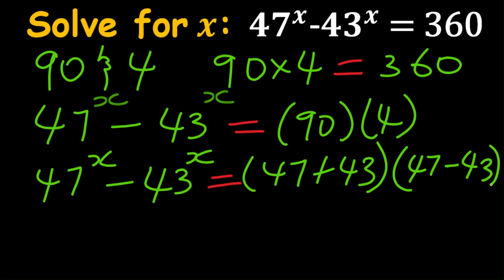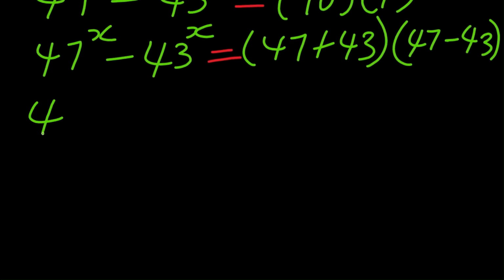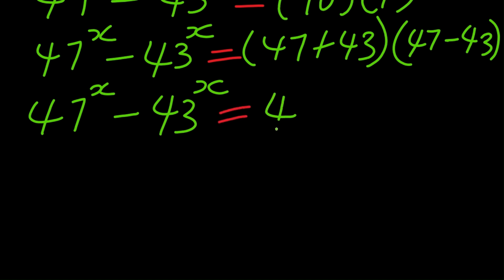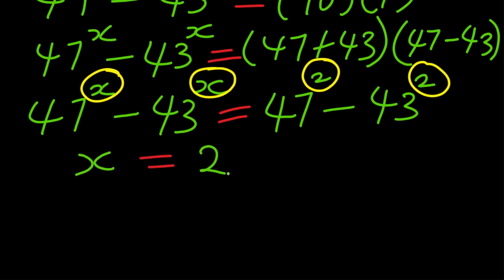Notice that 90 is the same as 47 plus 43 and 4 is the same as 47 minus 43. Using the difference of square formula, 47 to the power of x minus 43 to the power of x is equal to 47 squared minus 43 squared. The sum of two numbers multiplied by their difference equals the difference of their squares. By comparing both sides of the equation, we can see that x directly corresponds to 2. Therefore, x is equal to 2.